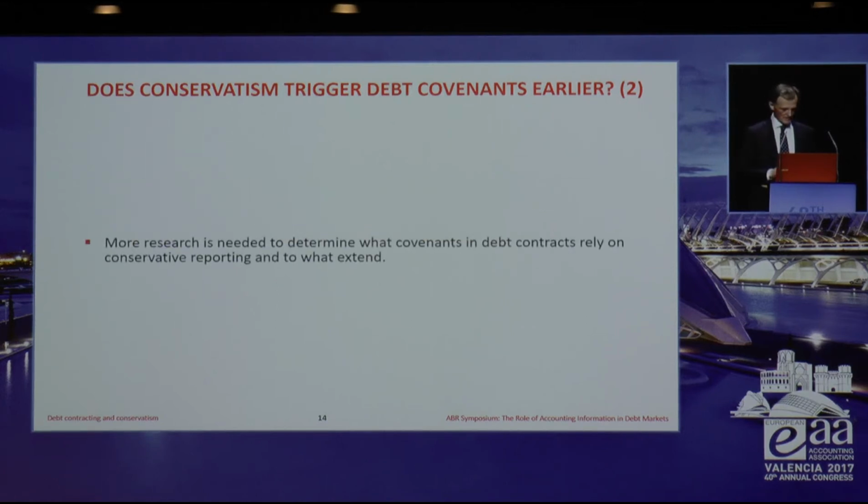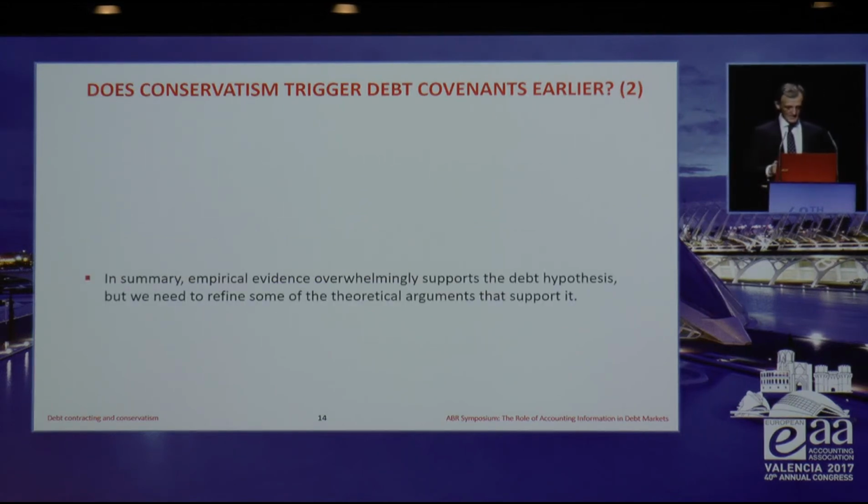So what is my conclusion? More research is needed to determine what covenants in the contracts rely on conservatism and to what extent. And in summary, the empirical evidence overwhelmingly supports the debt hypothesis, but we need to refine some of the theoretical arguments that support it. And thank you very much. I look forward to your questions.